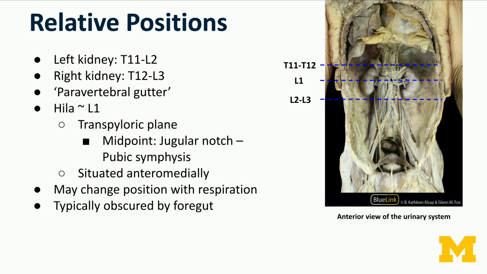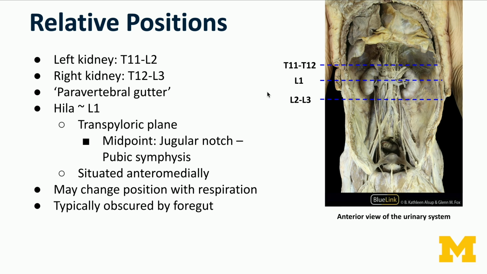So we look to the hila of the kidneys, and they are about at the level of the L1 or first lumbar vertebra. We call this the transpyloric plane. The transpyloric plane aligns with where the pyloric part of the stomach comes down and begins to feed into the duodenum, which is the first part of the small intestine. So we can see this plane running through there.